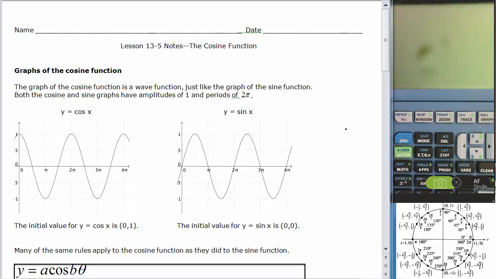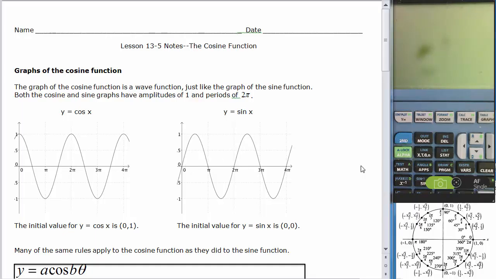The graph of the cosine function is a wave function, just like the graph of the sine function was. And both the cosine and sine graphs have amplitudes of 1 and periods of 2 pi. So you may recall when we worked with the sine function the other day, the sine function starts here at 0, 0. It goes up to 1, down to -1, and back up to 0 when we hit 2 pi.